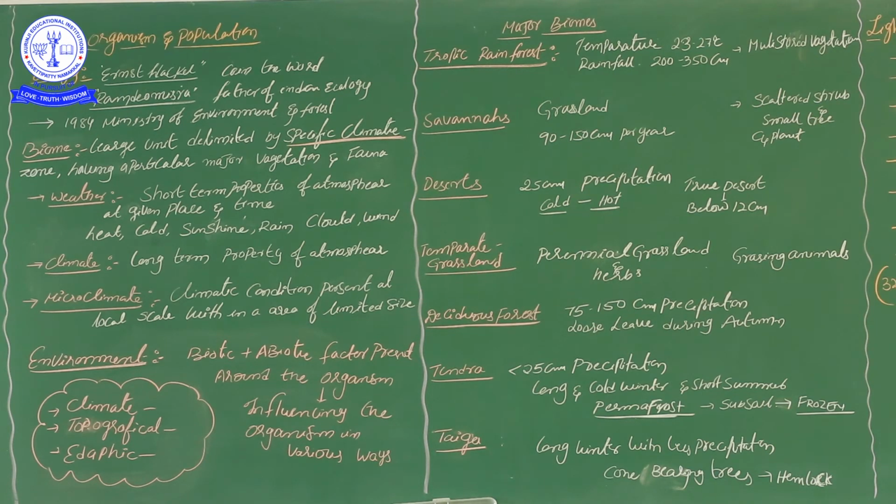Temperate grassland is already grassland. Savannas are also grassland, but they are different from this. These grasslands are present in somewhat temperate, somewhat cool places. See here, temperate grasslands are perennial. Perennial means many more years. If the grasslands maintain greenery through several years, such grasslands we call perennial grasslands, that is, temperate grasslands.